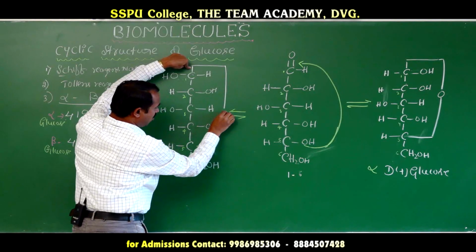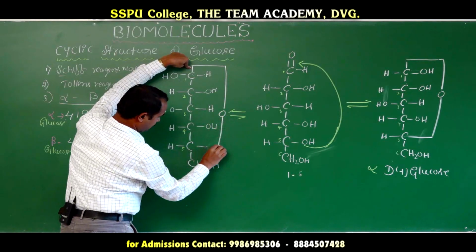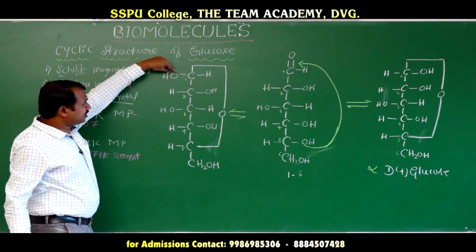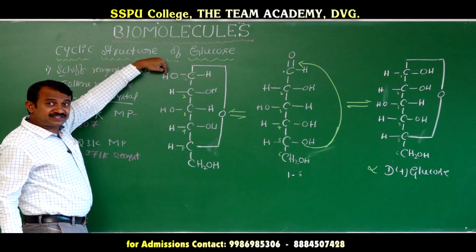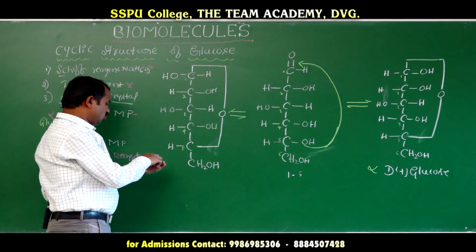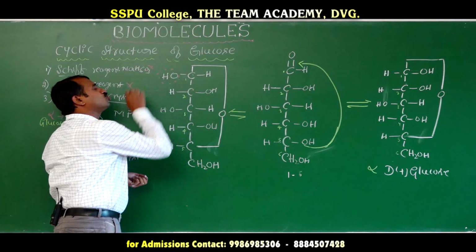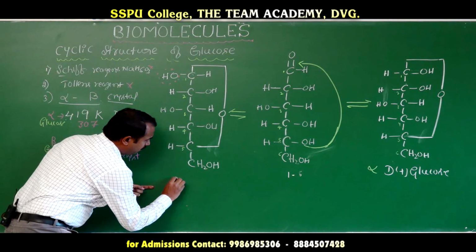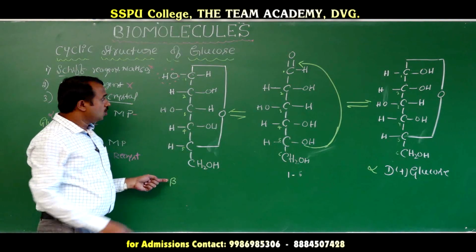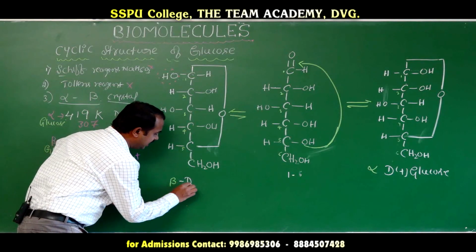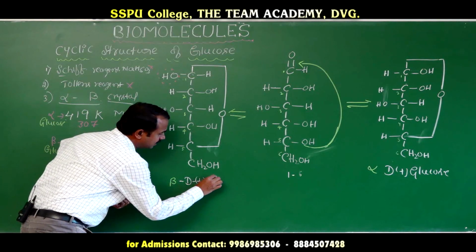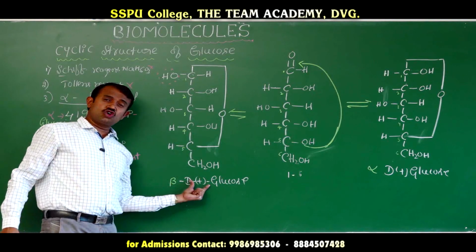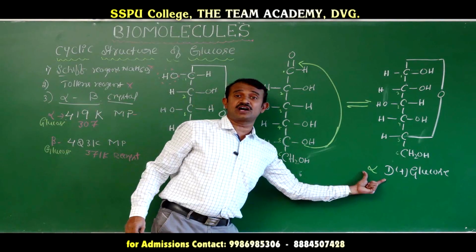We are writing here the oxygen atom. This is the right side. The hydroxy group is on the left side. When the hydroxy group is on the left side, we pronounce it beta. Okay, beta D plus glucose. This one is beta glucose, and the other one is alpha glucose.